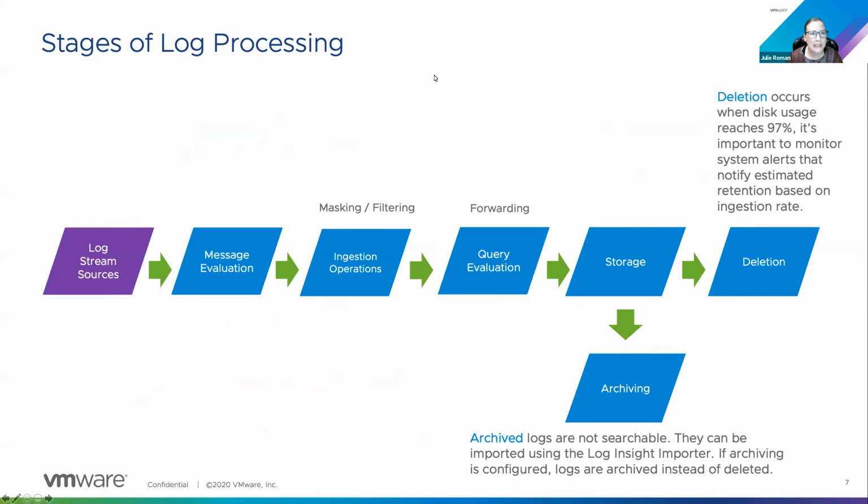And the stages of log processing. When log messages come in, they're going to be evaluated. This is where it asks: what message type is this? Do I need to mask the message? Do I need to filter it upon ingestion? Masking and filtering is done upon ingestion. So once you have that set, it will also be applied for forwarding. If you have a forwarder configured and you're filtering out logs, those will not get forwarded. If you're masking logs to hide specific data, that will also be masked on forwarding, so your forwarded destination will not get that. But it's going to do some query evaluation.